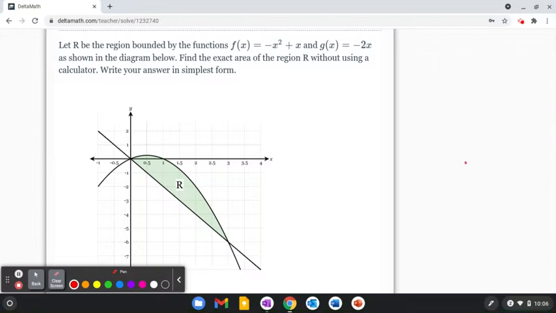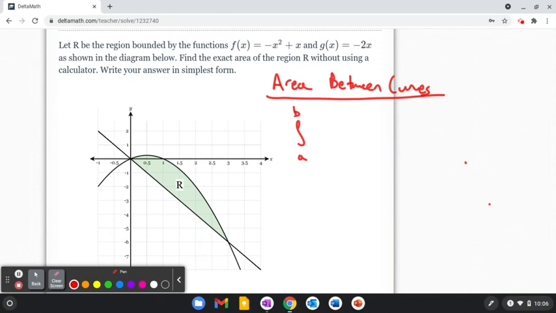Hey guys, in this video we're going to be talking about the computation of the area between curves. On the prior Edpuzzle video, there was an illustration of how this works. A general formula was given, looks like this: the integral from a to b of f of x minus g of x dx.